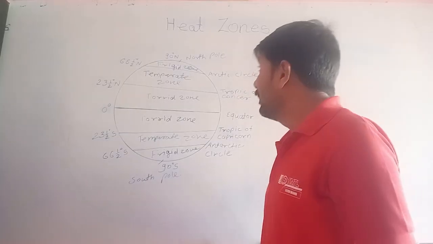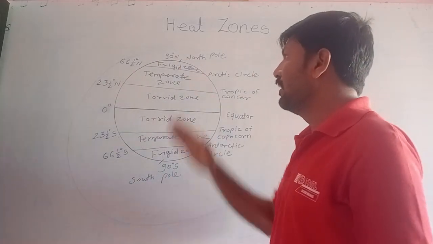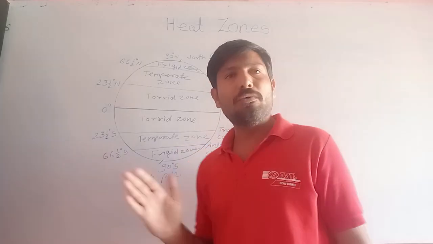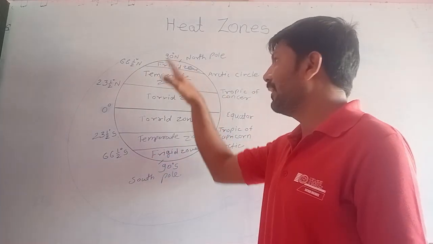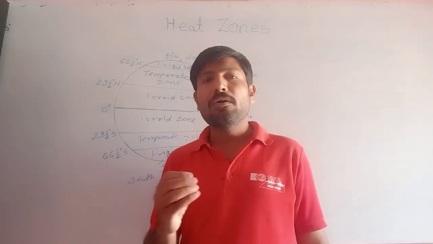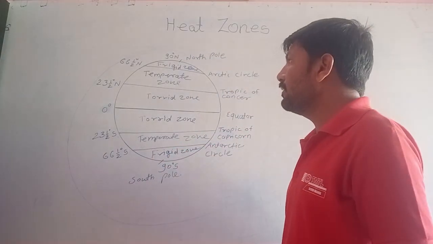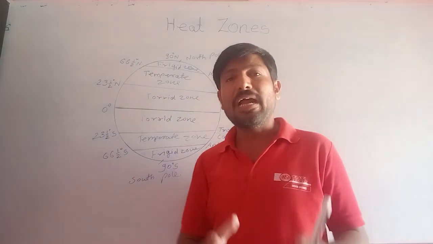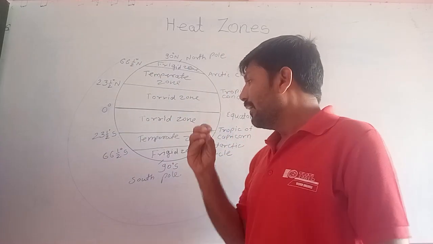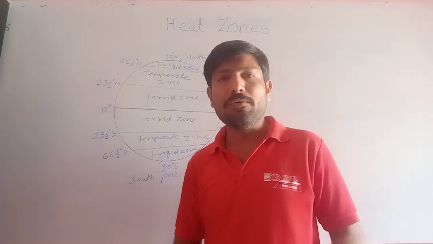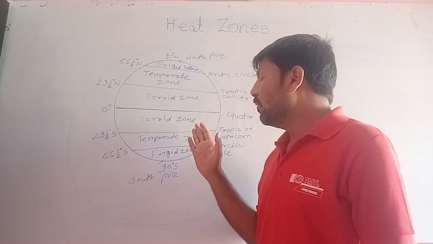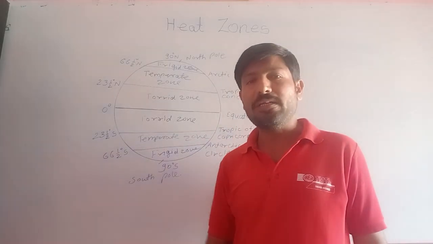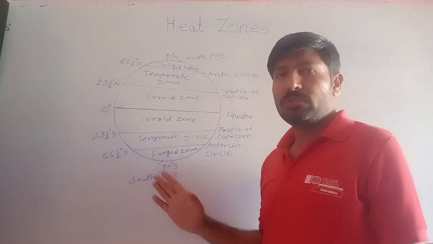And in the last zone, the frigid zone, no vegetation is found because the area is totally covered with snow. Okay, this is the importance of the frigid zones, and these are the locations of the frigid zones that I have explained in detail in this video. I hope you understand the locations of the frigid zones and the importance of the heat zones of the world.